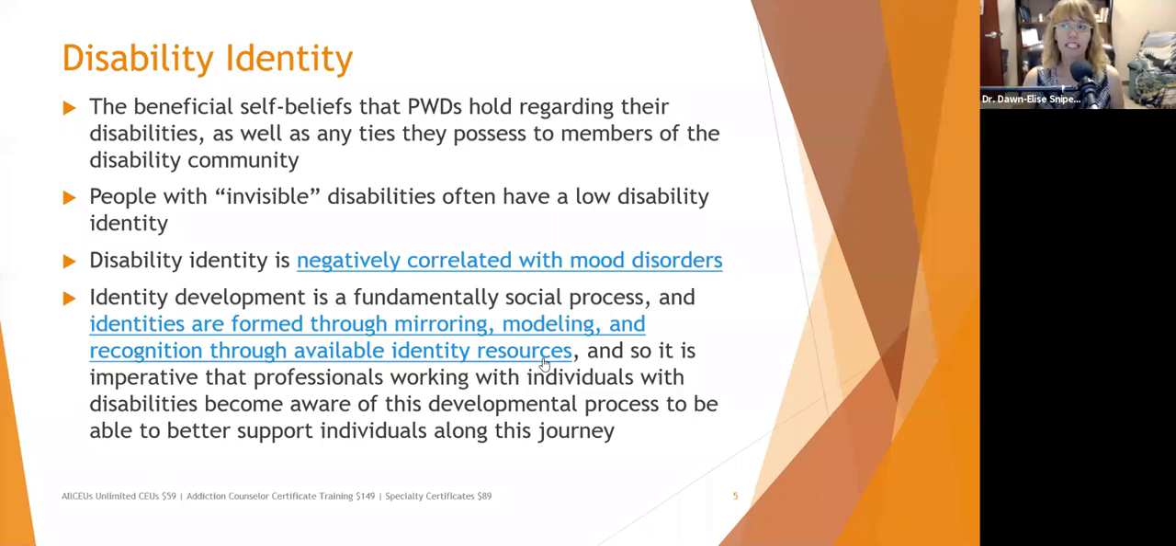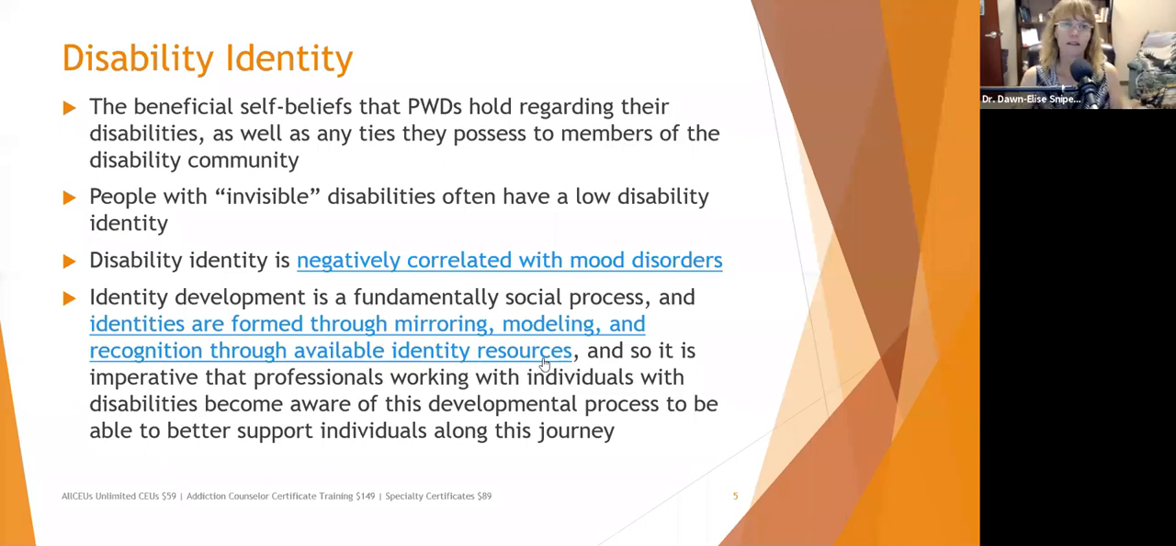People with invisible disabilities often have low disability identity. Invisible disabilities can be things like fibromyalgia or depression or even addiction, where you can't just look at a person on the street and go, that person has whatever. So they often don't hold beneficial beliefs regarding this disability. They see it as a hindrance completely. And oftentimes they aren't as attached to other people with similar issues, which can be a problem. They found that disability identity is negatively correlated with mood disorders, which means as disability identity goes down, mood disorders go up. They go in the opposite direction.